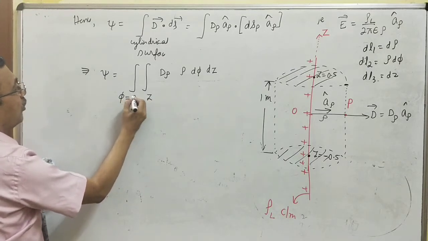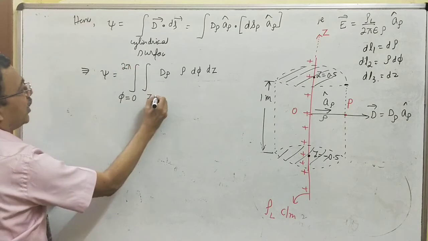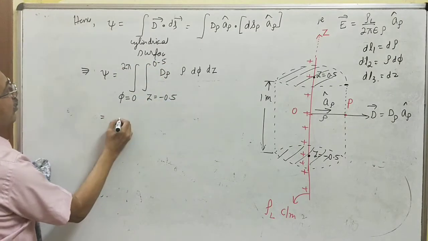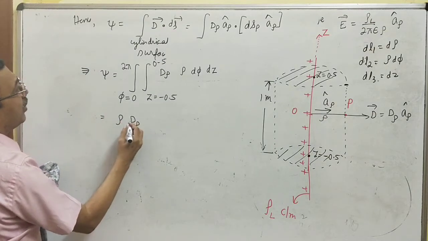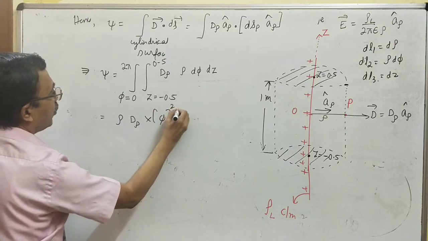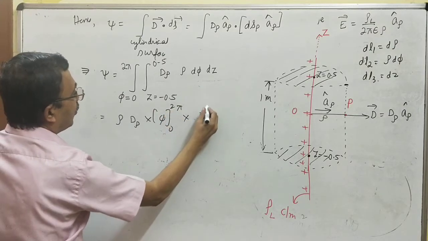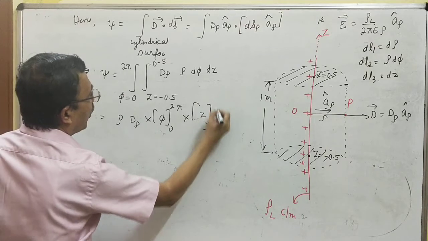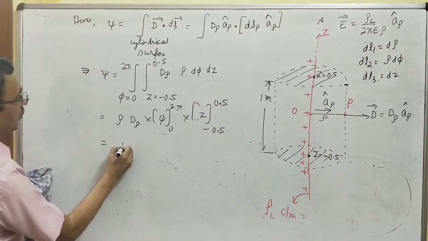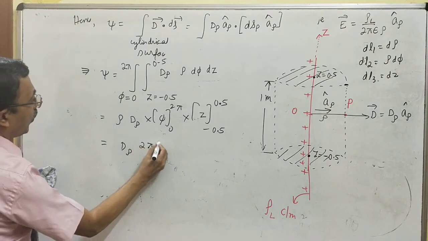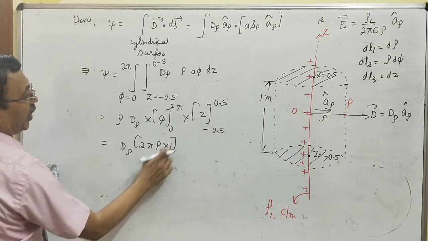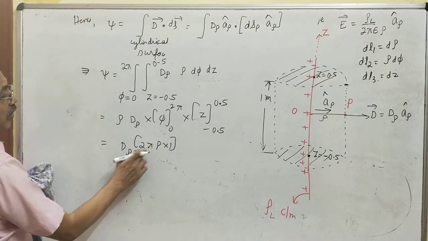This is nothing but dS rho over the domains of phi and z. Phi varies from 0 to 2 pi. Z varies from minus 0.5 to plus 0.5. So rho into D rho, you take outside the integral. D phi you integrate, you get phi. Put the limits 0 to 2 pi. Dz if you integrate, you get z. Limits from minus 0.5 to plus 0.5. So this gives you D rho into 2 pi rho into 1. When you put limits, this bracket will give you 1. When you put limits, this bracket will give you 2 pi.